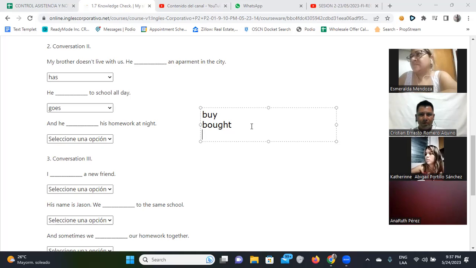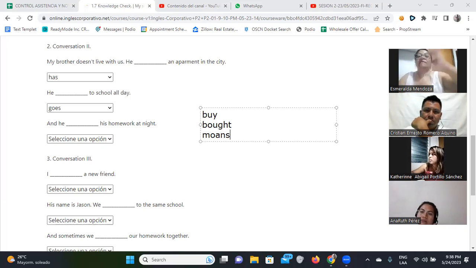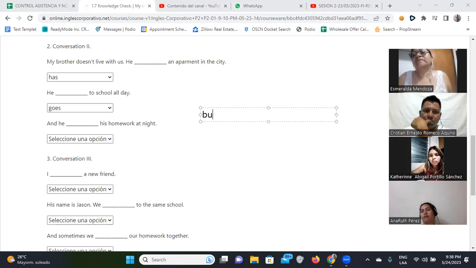Okay. Read. Moans. Moans. Moans. Right. El verbo moans. Cuando tú sientes un dolor, tú dices, esos son moans. So, ahí vemos dos vocales, O, a. Pero no lo pronunciamos moans, decimos moans. Solo es pronunciado el primer vocal.